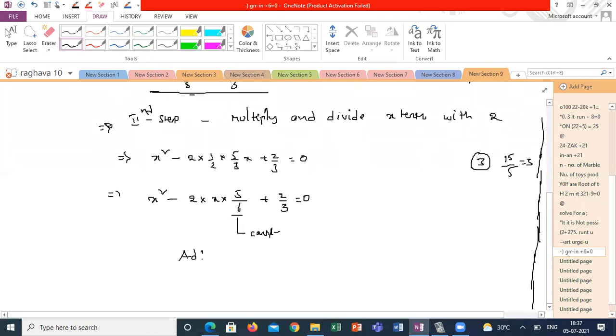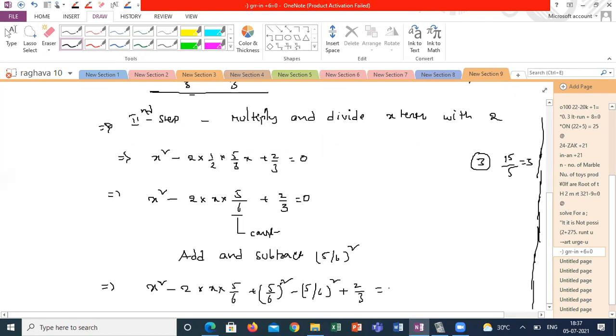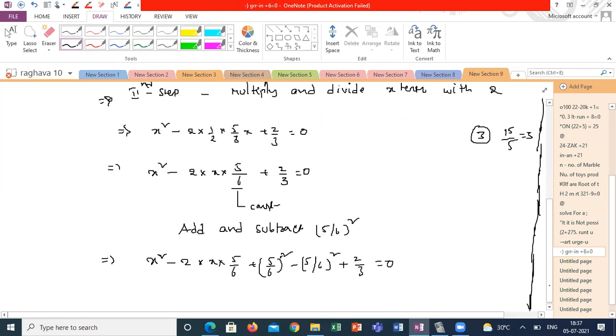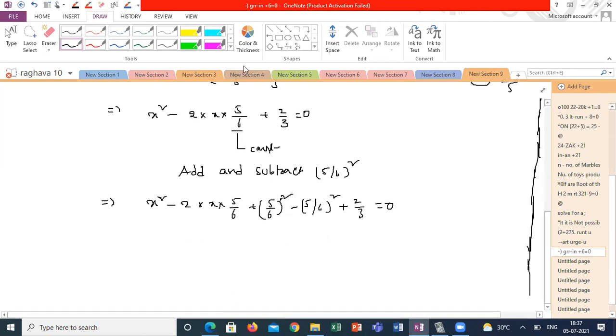Add and subtract (5/6)². So if I am doing it like this: x² − 2·x·(5/6) + (5/6)² − (5/6)² + 2/3 = 0. After that, it is ready for a perfect square.